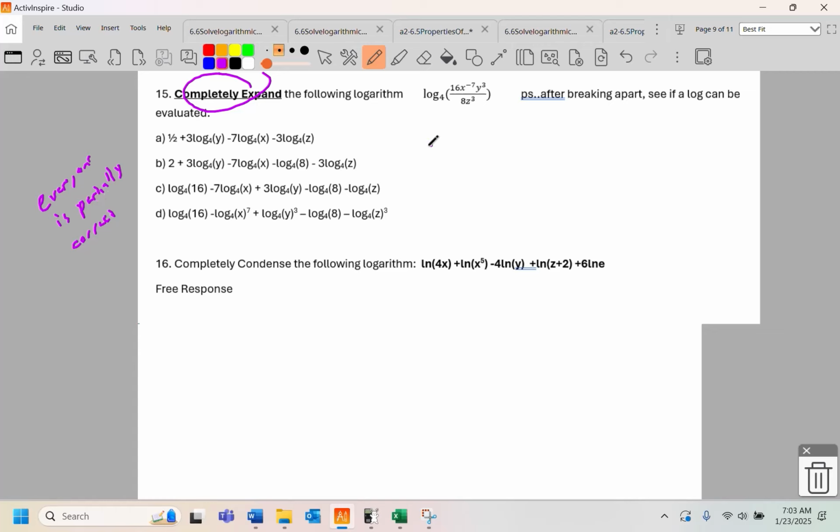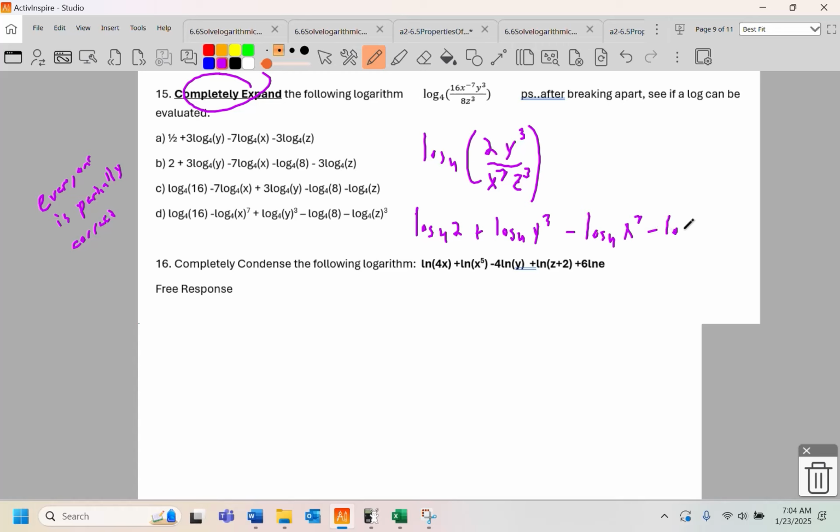So I know that 16 over 8 is 2. I also taught you guys how to shift exponents around. Like I can move that down low, move that x to the 7th, and leave that one alone. So that's what happens when you simplify the interior. Now, when you start breaking things apart, you've got a log base 4 of 2 plus a log base 4 of y cubed minus a log base 4 of x to the 7th minus a log base 4 of z cubed.